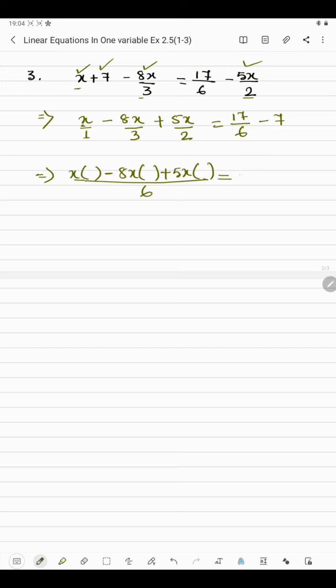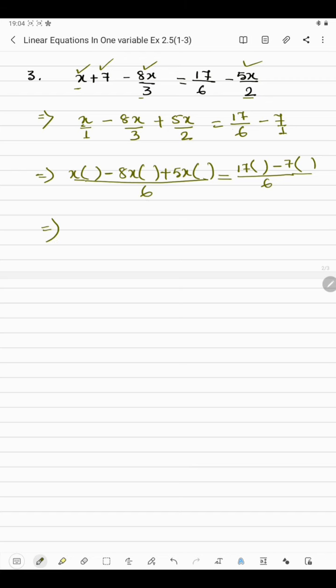From the third fraction we have taken 5x and then we will put the bracket. Okay, and on the right hand side no denominator is given, so we will have to consider it as 1. So 6 into 1 is 6. Now again 17 we will write from the first fraction and then we will put the bracket, and then we have minus sign, so we will put minus sign, and then we will write the numerator from the second fraction and then we will put the bracket again.